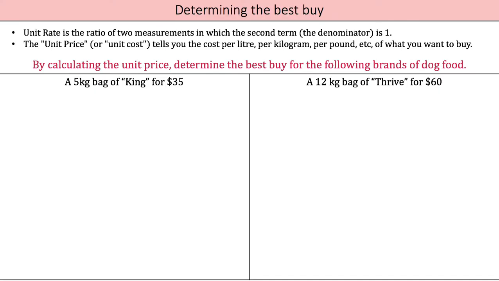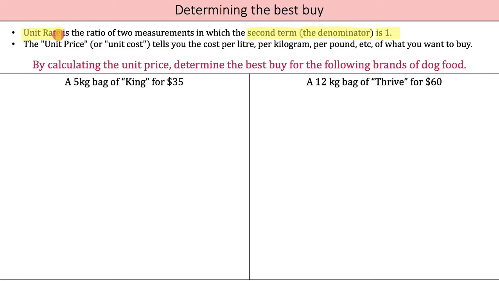So let's begin with our first slide here. We're determining the best buy. Let's first remind ourselves of a few things. In the last lesson, we learnt about the unit rate. The unit rate is the ratio of two measurements in which the second term, the denominator, is 1. We're going to be seeing that.